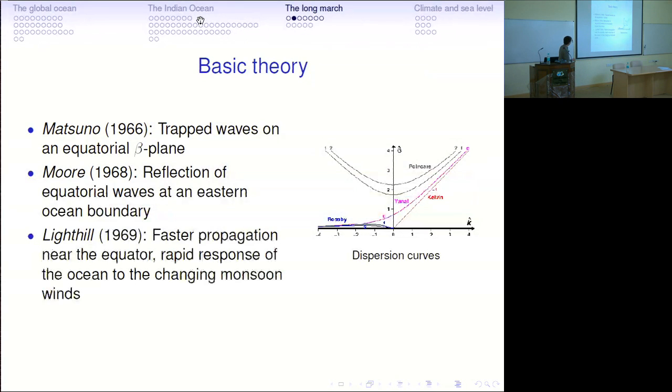The next one was James Lighthill in 1969, on faster propagation at the equator. He realized that it has a major implication. Unlike the 10 years that it took the equatorial impact of the 1982 El Nino to propagate across the Pacific at 30 north, at the equator, within a month of the monsoon winds reversing direction and the waves crossing the equator, you want to see an impact on the current of Somalia. Because Lighthill realized that the response is faster near the equator, so the ocean responds rapidly to changing monsoon winds.